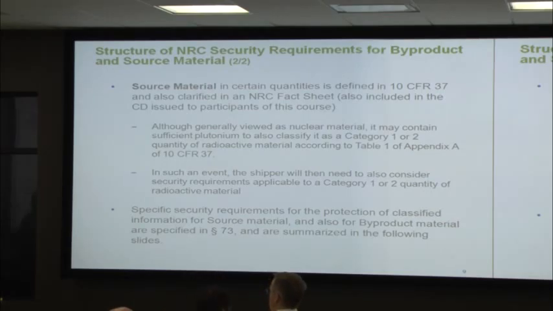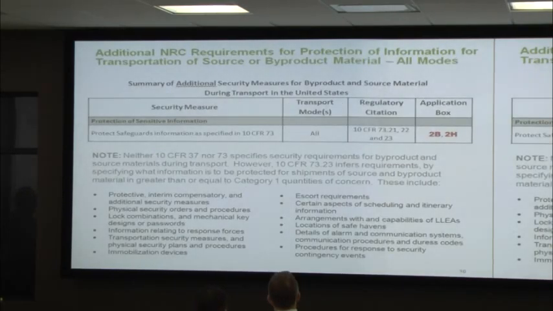in Decision Charts 4 and 5, we have that where if it's a nuclear material, but it also has Category 1 or 2 quantities of radioactive material, such as plutonium-239, you have to devolve back to Chart 2 to get the rest of the requirements. In that event, as it says here, the shipper will then need to also consider these other requirements, and specific security requirements, again, for the classified information come out of 10 CFR 73. So when you're dealing with these materials, you have to jump between the two sets of regulations.